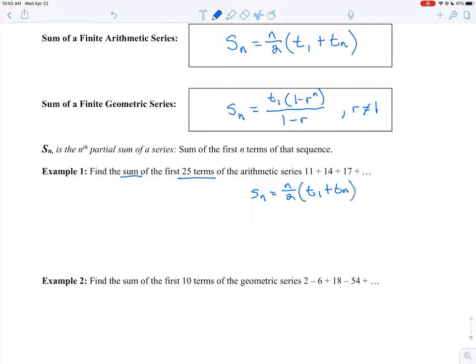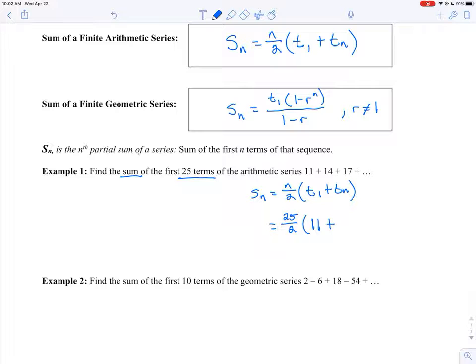If we plug in everything that we have with this, obviously the sum is what we're trying to find, so we don't have that value. We know that there's 25 terms. That's our n value, so we have 25 over 2, t sub 1 is 11 plus t sub n. This is where we get stuck, right? We don't know what that t sub n value is.